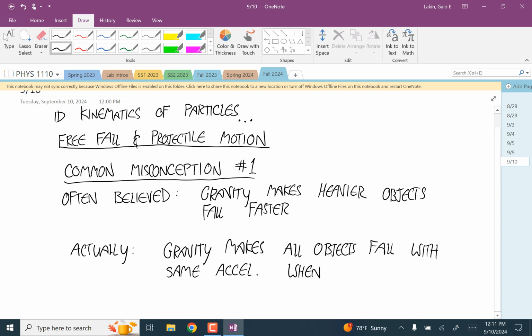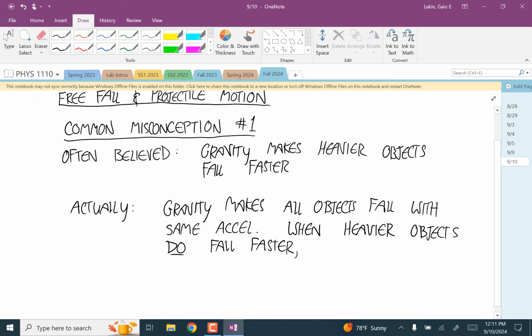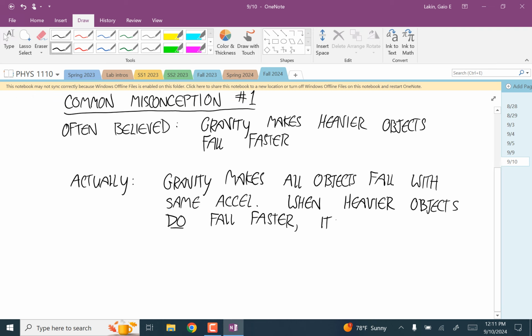When heavier objects do fall faster, like you saw at the beginning of the video where they dropped the bowling ball and the feather, and there was a huge difference in how fast they fell, it's just because of air resistance.